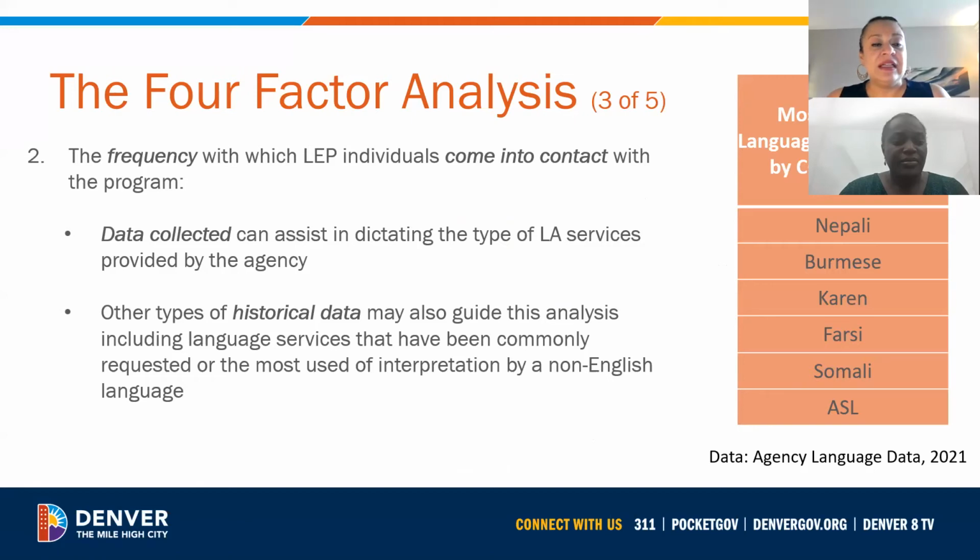So again, data collected can assist you, and you can potentially use another agency's data if they're working in the same geographical area. And again, the historical data. But if you don't have historical data, or historical data shows that potentially you're missing a population, you can always ask another agency or go back to all of the data that we've already collected for you.